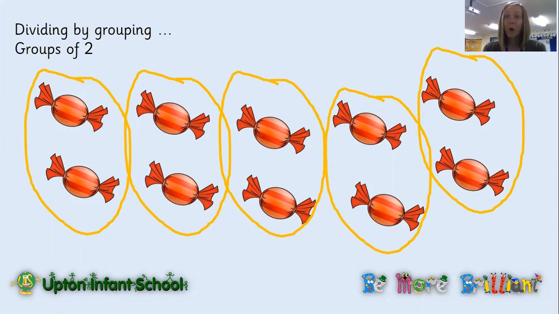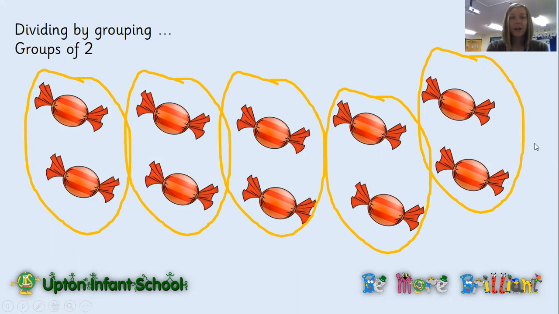So to count those objects up, it's really quick and easy to count using our 2 times table. Let's have a go. 2, 4, 6, 8, 10. So there were 10 sweets altogether, and I divided them and put them into groups of 2. So there's 2 in each of my groups. And I had 5 groups altogether. Can you see those 5 circles? So there were 10 sweets in groups of 2, and I made 5 groups.